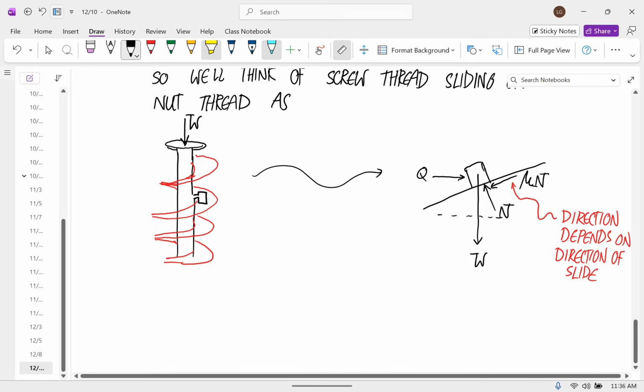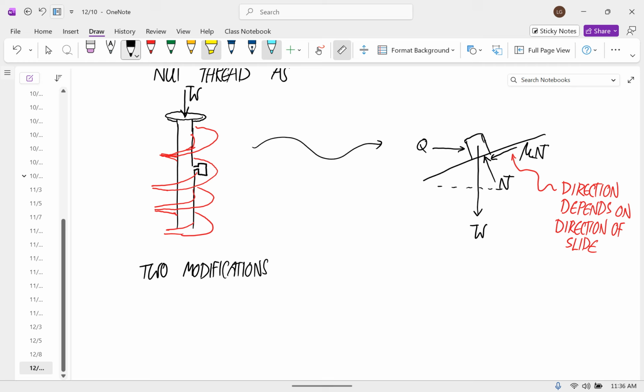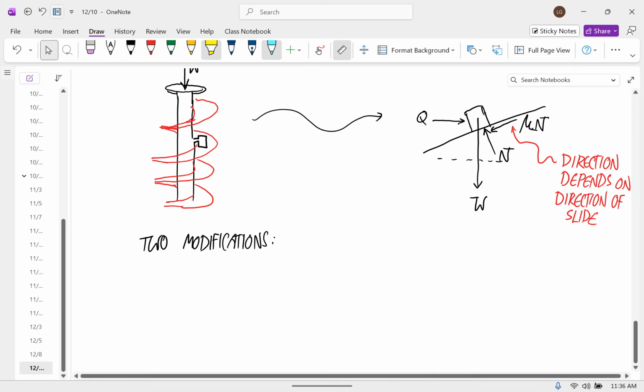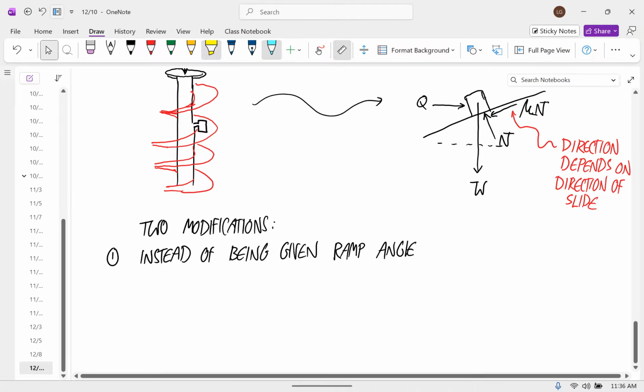There are two things we're going to do to modify this problem so that it makes sense for the kind of questions we're going to ask with screws. So two modifications. The first one is, instead of being given an angle, like a ramp angle, we'll be given either a pitch or a lead.